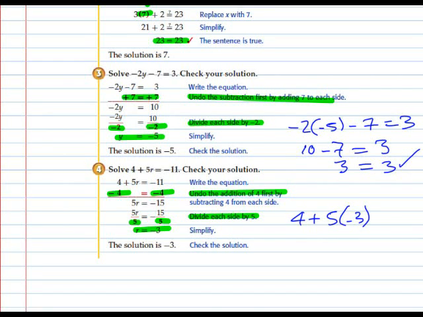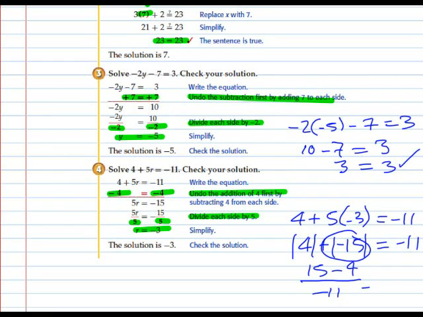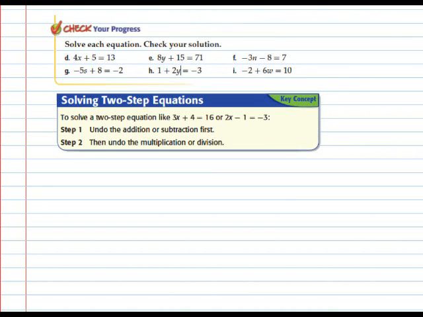To check, I'm going to do 4 plus 5 times negative 3, replacing the r with negative 3. Does that equal negative 11? 4 plus negative 15 equals negative 11. If I do absolute values of these two numbers, the absolute value of 15 is 15, the absolute value of 4 is 4. Subtract, I get 11, takes the sign of the greater absolute value. Does negative 11 equal negative 11? Yes, it does. So that is my solution.